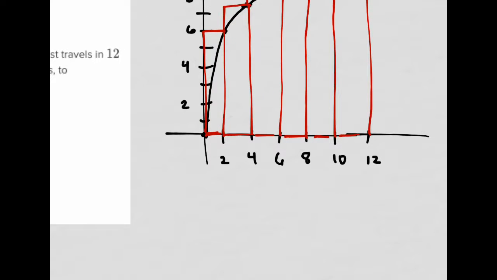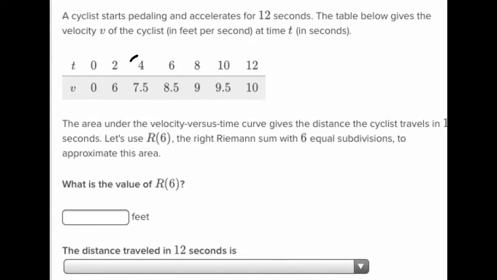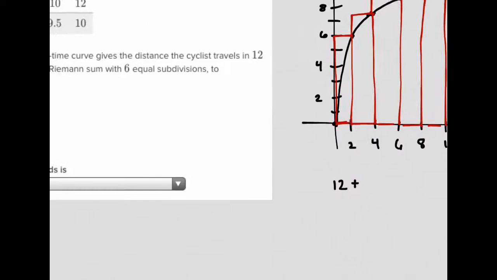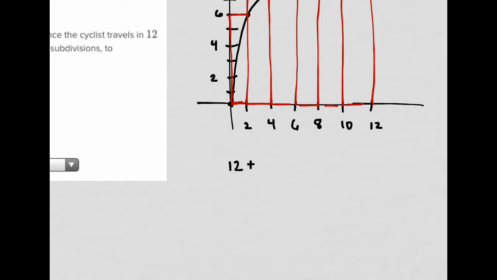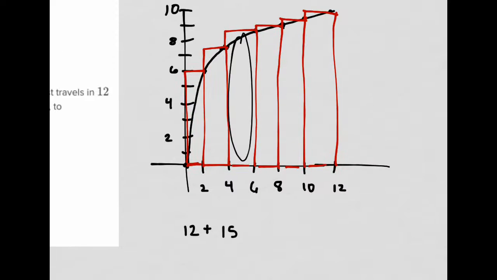So what is that area? That's 2 times 6, that's 12, plus this area. Well, what is that? That's 2 times this height. What is that height? Well, when you plug in 4, what do you get? 7.5. So it's 2 times 7.5, that's 15, right? And then the area of this one, and so forth. You just get the areas of each. You can get the heights by plugging in the right side of that rectangle. Sweet! Hopefully that's not too confusing.